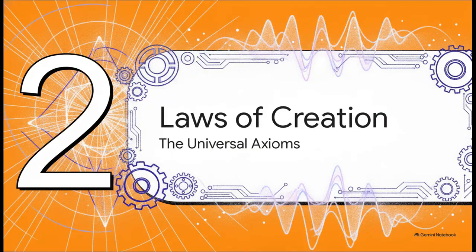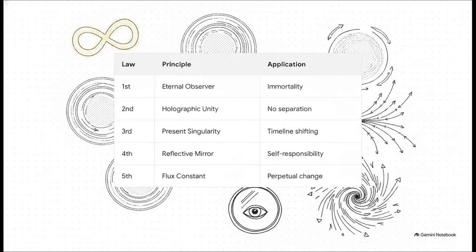Moving on to Section 2, the fundamental laws of creation, the universal axioms. Okay, so think of these 5 universal axioms as the absolute, indisputable source code of the universe. They lay down the strict mathematical parameters for how our reality is projected. First up, continuous existence. The observer exists eternally, meaning absolute immortality. Second, holographic unity. The external world is just an extension of the internal self, so there's no true separation. Third, the present singularity. All timelines exist right now simultaneously, which is what allows for rapid timeline shifting.